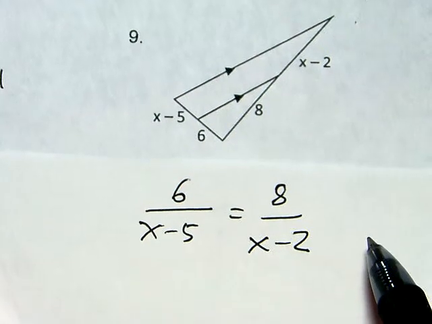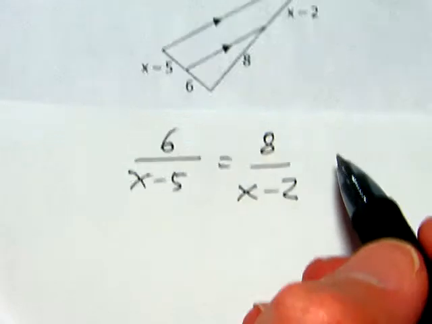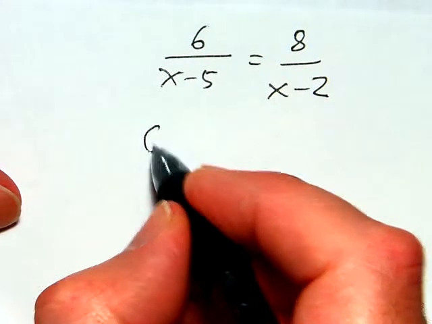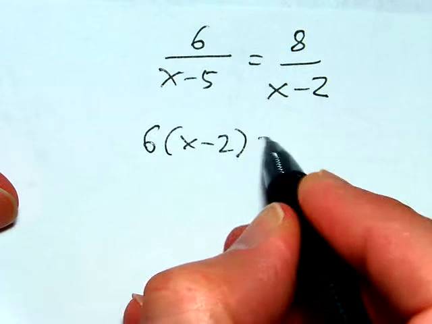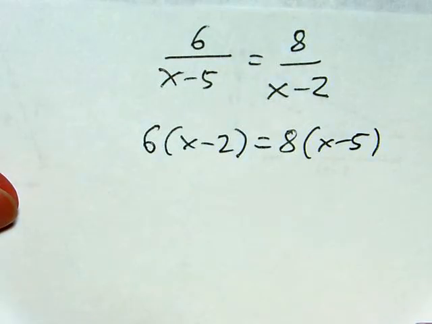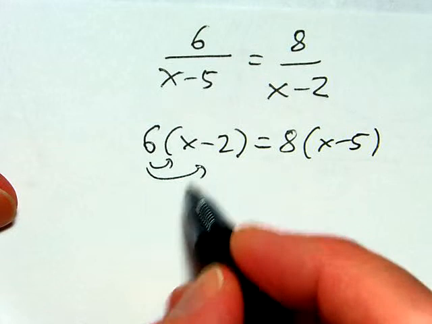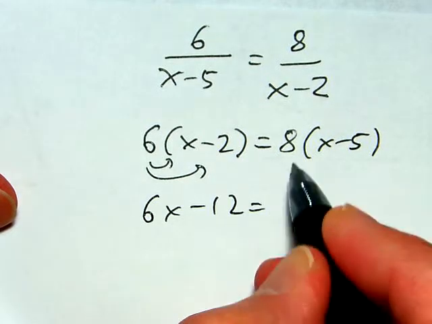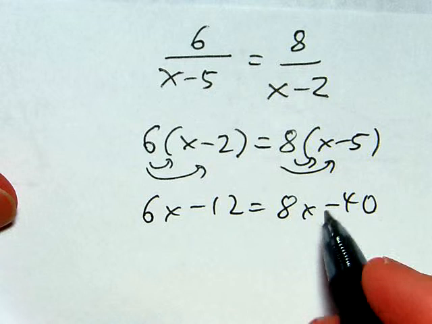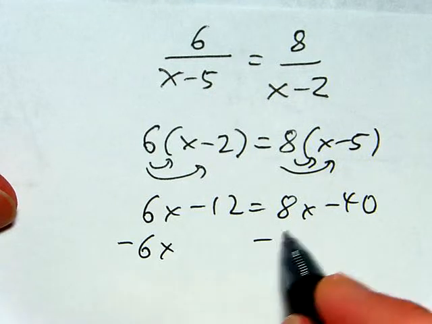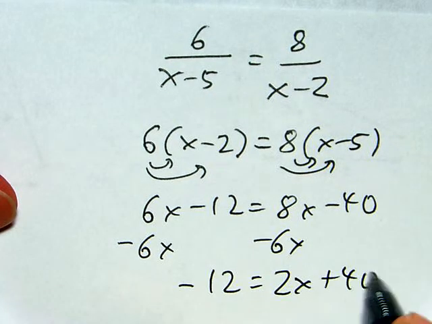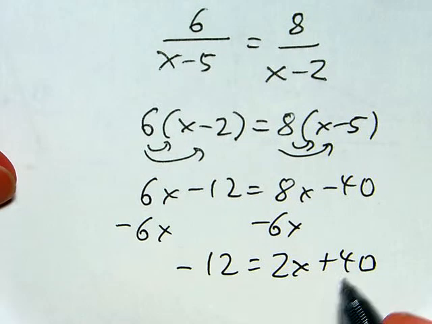Okay, and this is just yet another equation to solve. We need to cross multiply. That would give us 6 times x minus 2 is equal to 8 times x minus 5. And now we distribute. 6x minus 12 equals 8x minus 40. Again, simple algebra. Just make sure we don't make any silly mistakes, most important thing.